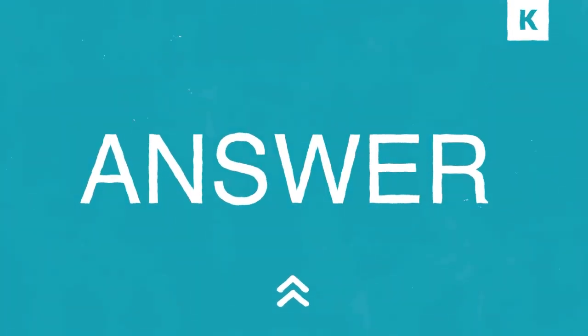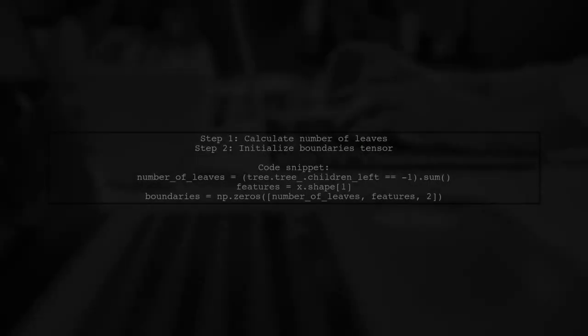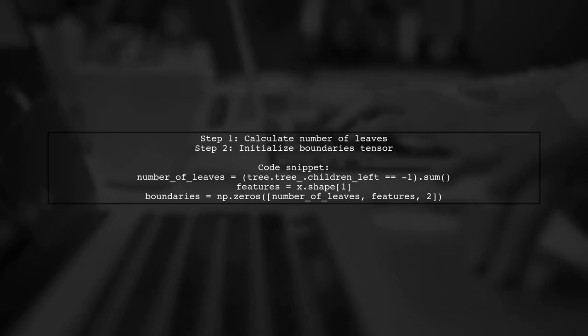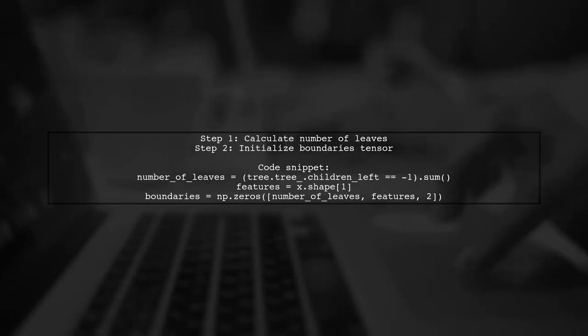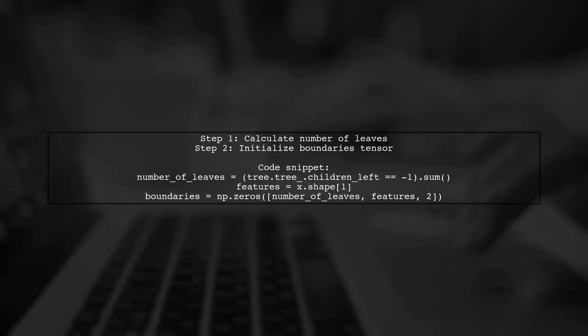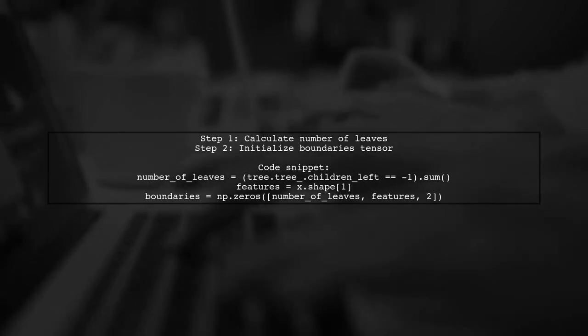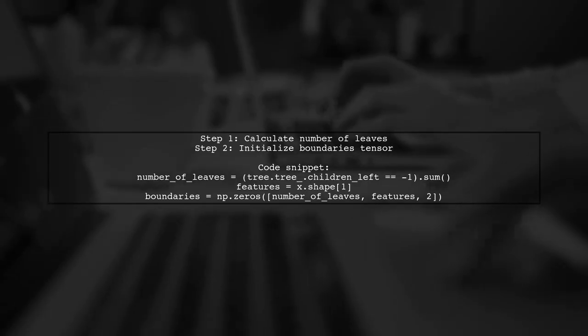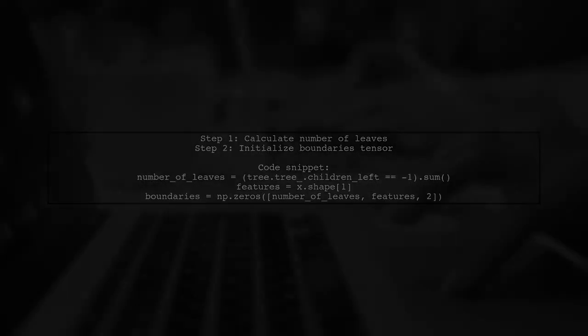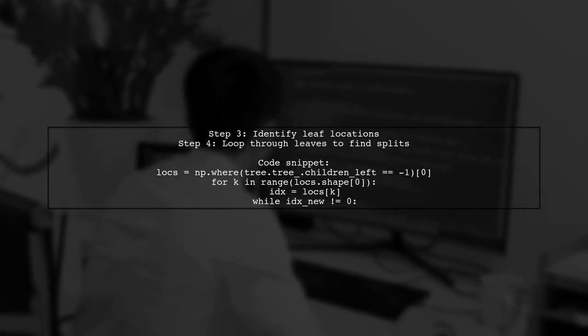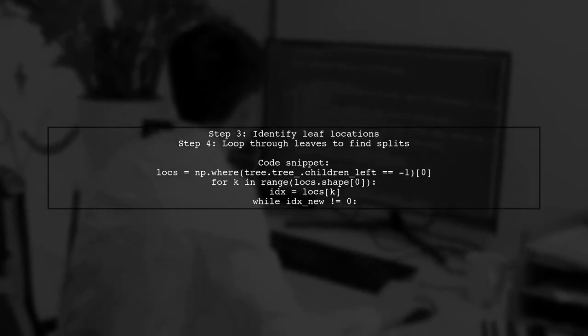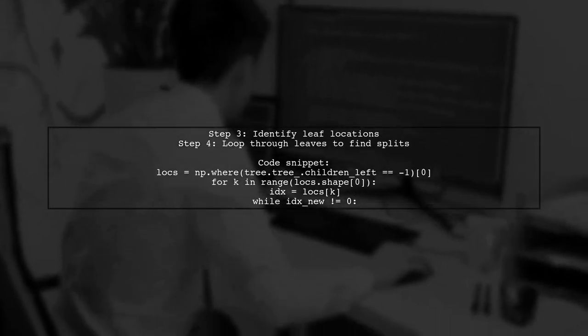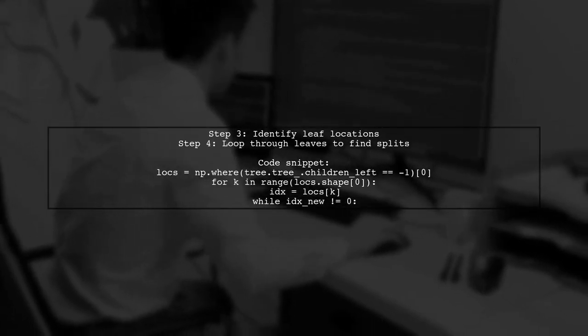Let's now look at another user-suggested answer. To retrieve decision boundary lines from a Scikit-learn decision tree, you can implement a method for higher dimensional data. First, calculate the number of leaves in the tree and initialize a tensor to store the boundaries. Next, identify the locations of the leaves and loop through them. For each leaf, trace back to find the split criteria that led to that leaf, updating the boundaries accordingly.